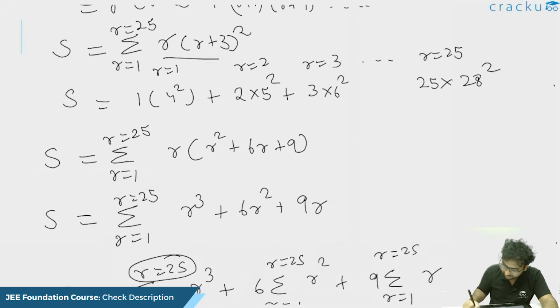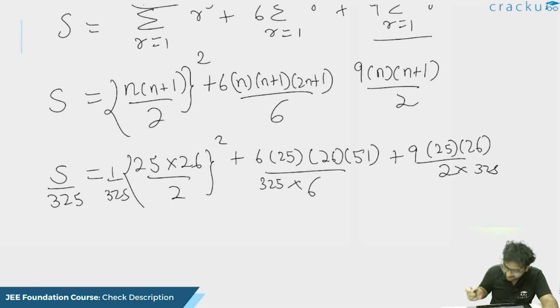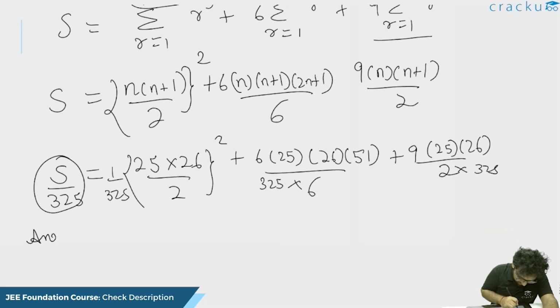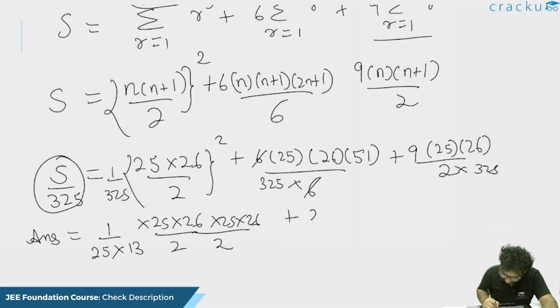Okay. So we have been asked S by 325. So divide this by 325, and this would be multiplied by 1 by 325 for each term. And we have simplified 325 as 25 into 13. So this is our answer. So answer is equal to 1 upon 25 into 13 into 25 into 26 upon 2 into 25 into 26 by 2. Okay, because this is whole square, plus this 6 will get cancelled out.